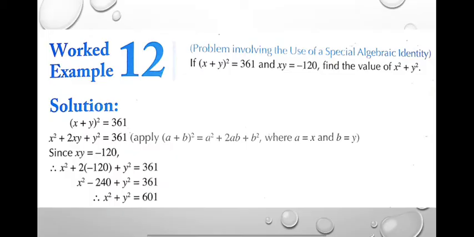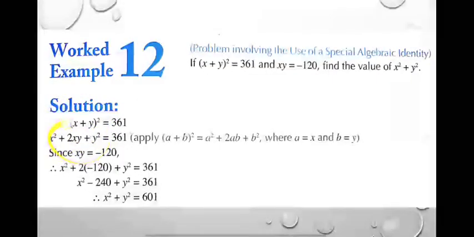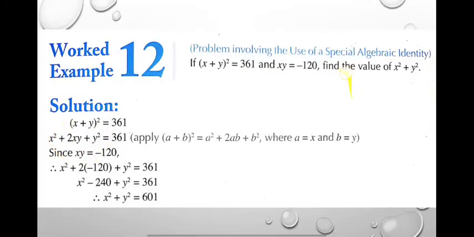So yeah, problem involving the use of special algebraic identities. So we have x plus y squared here. What we can do is expand this first, become this. Now they ask us to find the value of x squared plus y squared. We can have it, but we have xy here. It's very disturbing, right? We don't want the xy. Luckily, we are given the xy, so it's negative 120. So we just put in, substitution.